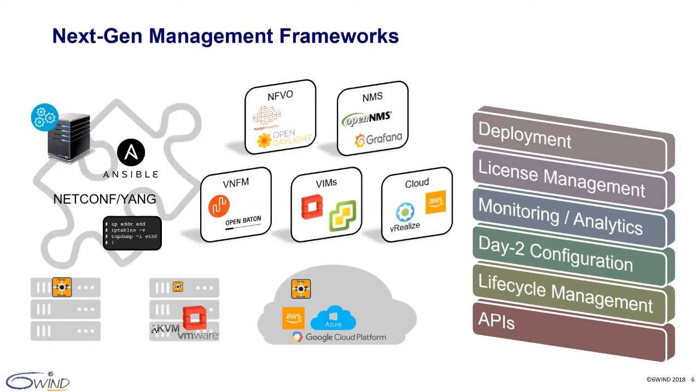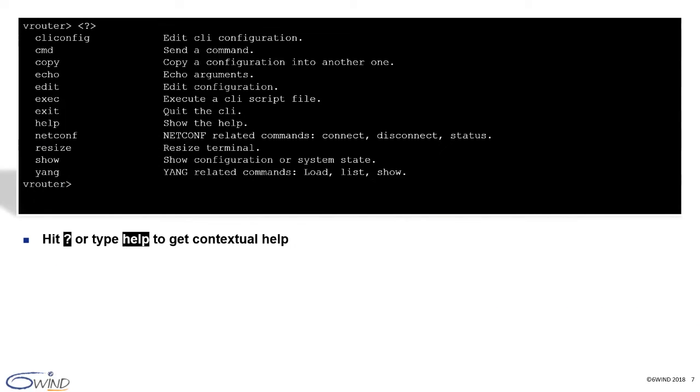Let's start with the CLI. Although next-gen management frameworks rely on the NETCONF API, users need a CLI for fine-tuning and troubleshooting purposes. Plus, our CLI is based on our YANG models and acts as a NETCONF client for our management engine, so it is a good introduction to our management system.